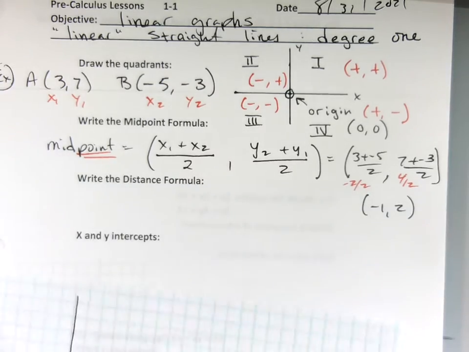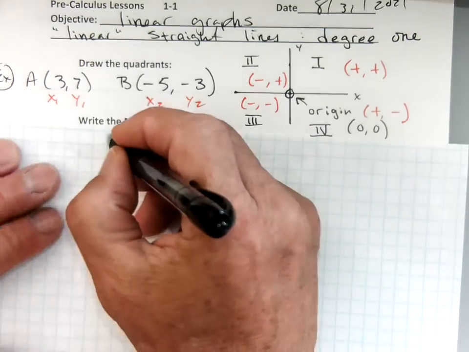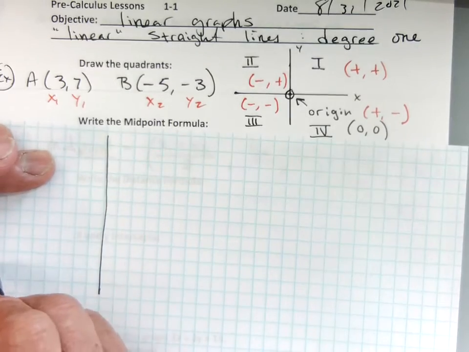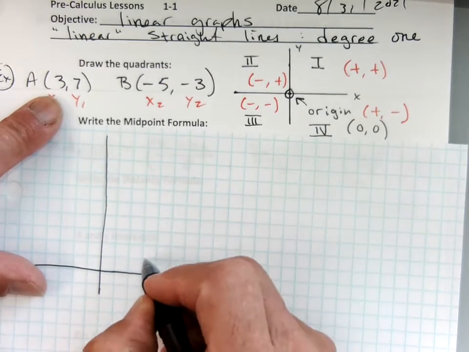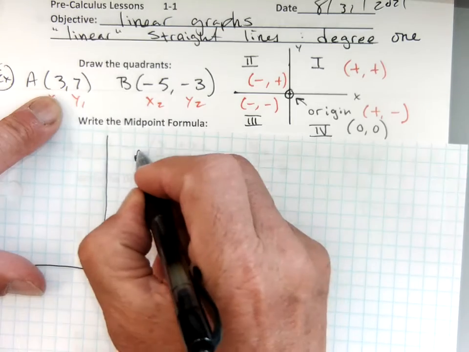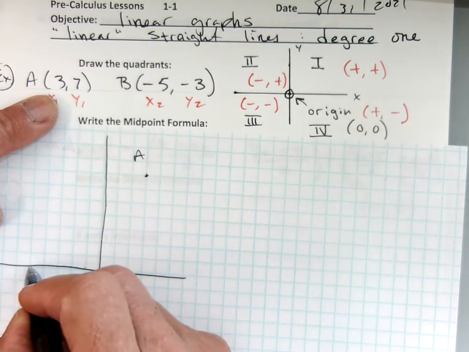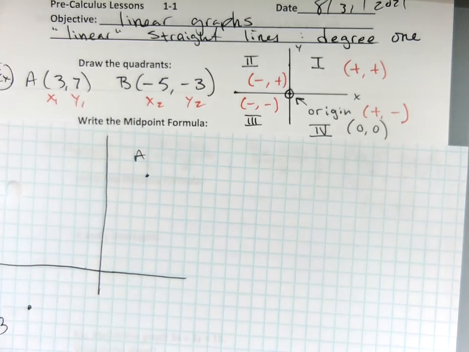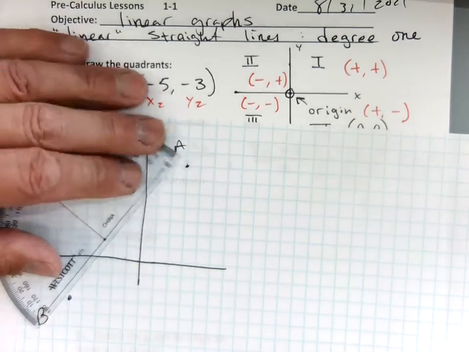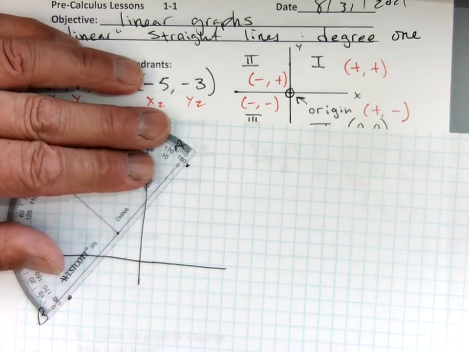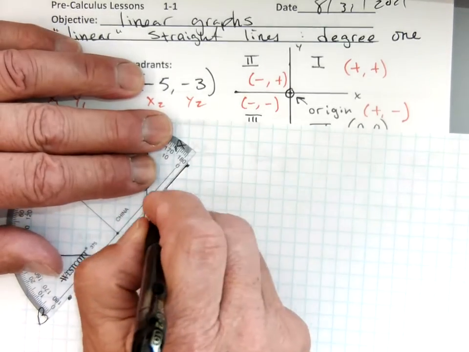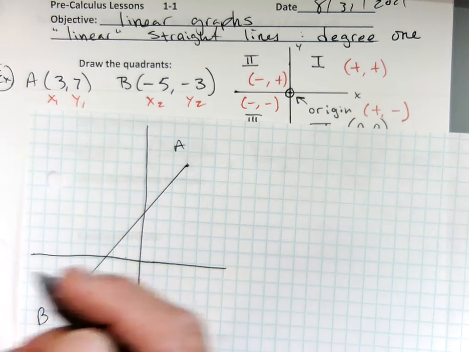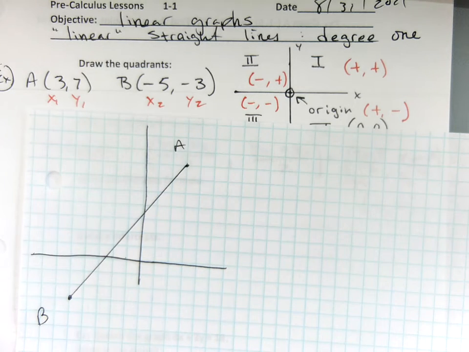Okay, I want to do that one more time. Taller graph. There's A at 3, 7. There's B at negative 5, negative 3. So AB has to be a line segment because you can't have a midpoint of a line. You cannot have the midpoint of a line. Why can't you find the middle of a line? It goes on forever, right? You guys agree? So it has to be a line segment.